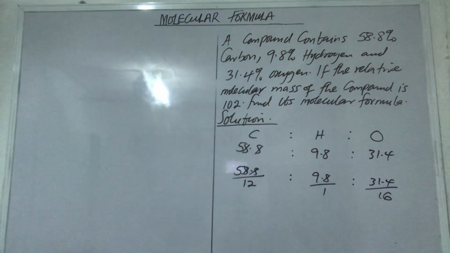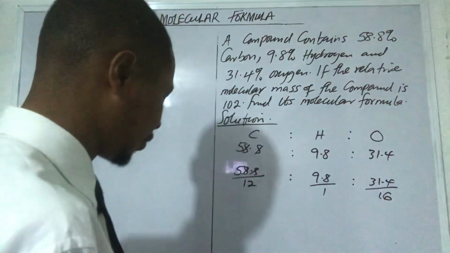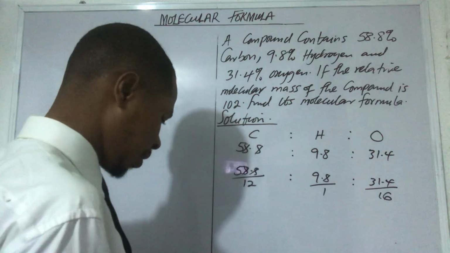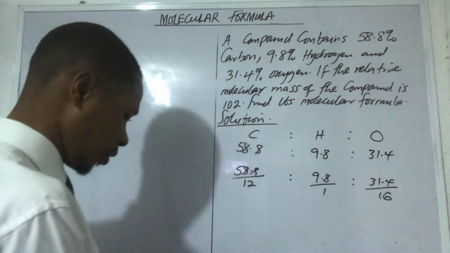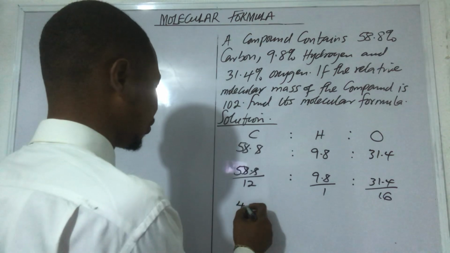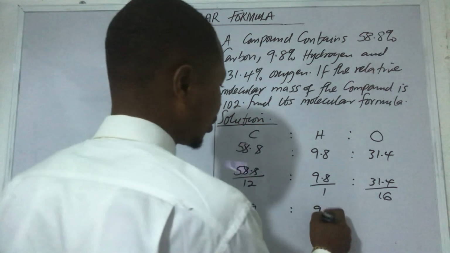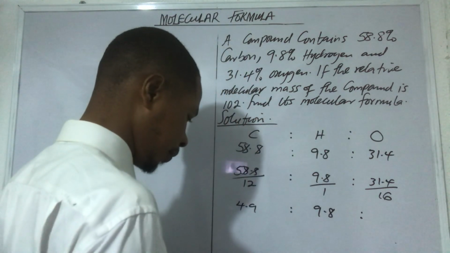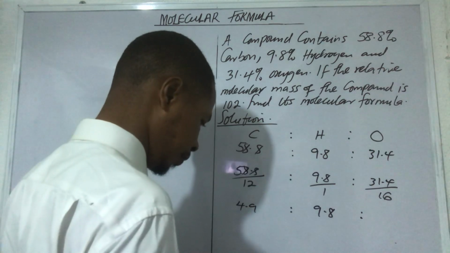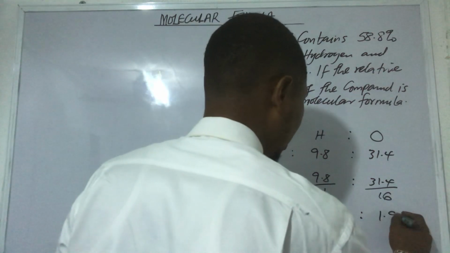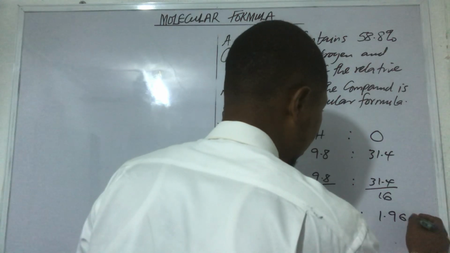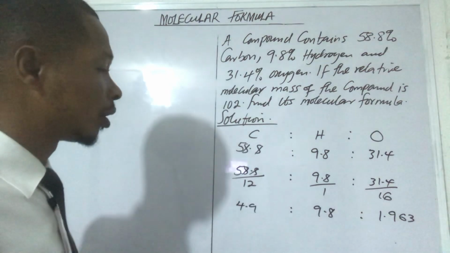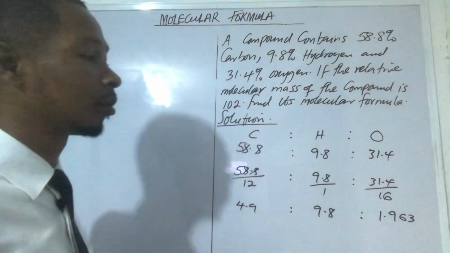So if I divide by the relative atomic masses now, I have 58.8 divided by 12. That will give me 4.9. Ratio 9.8, ratio 31.4 divided by 16. That will give me 1.963.